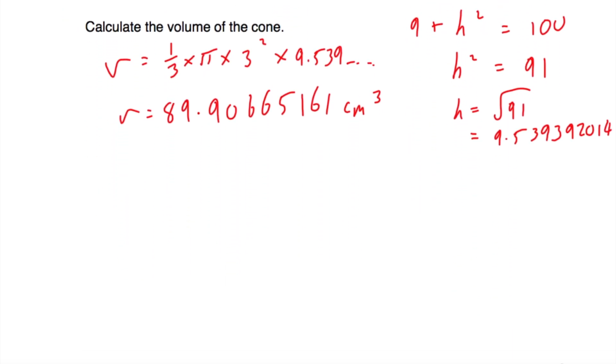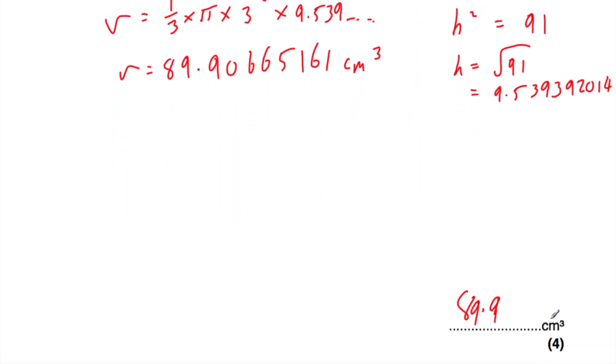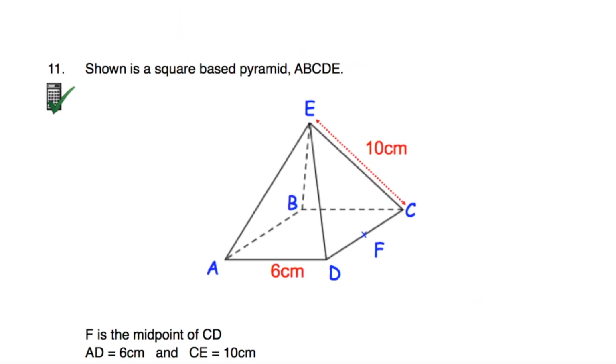And I'm going to round my answer to one decimal place, so that'll be 89.9 centimeters cubed to one decimal place. And that's it. Okay, let's look at our next question, question number 11.